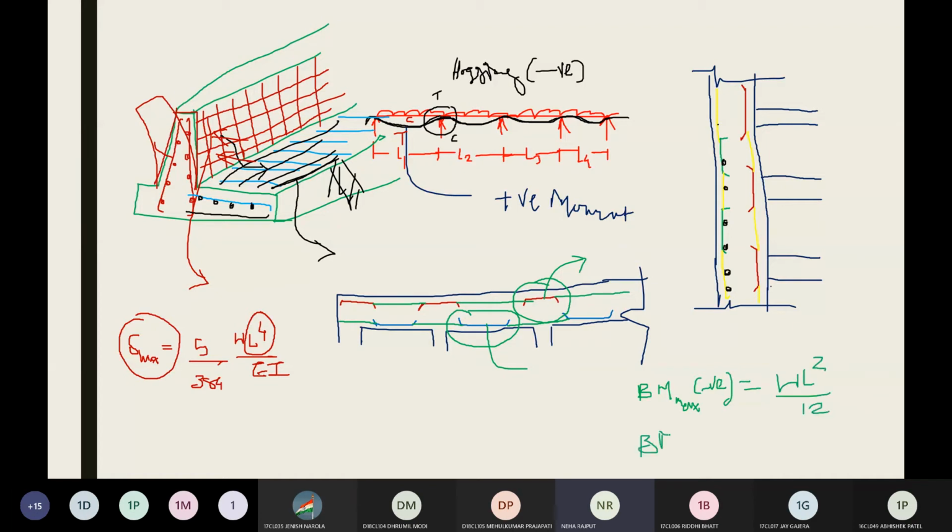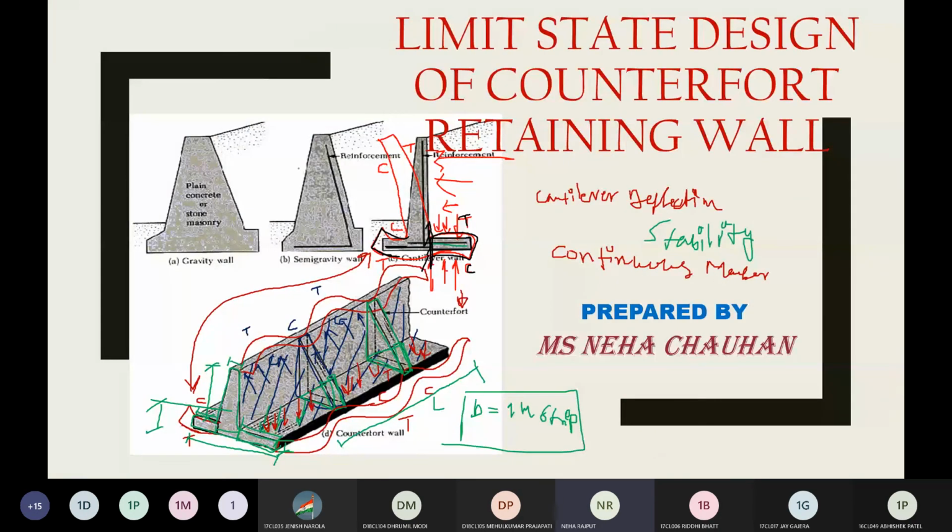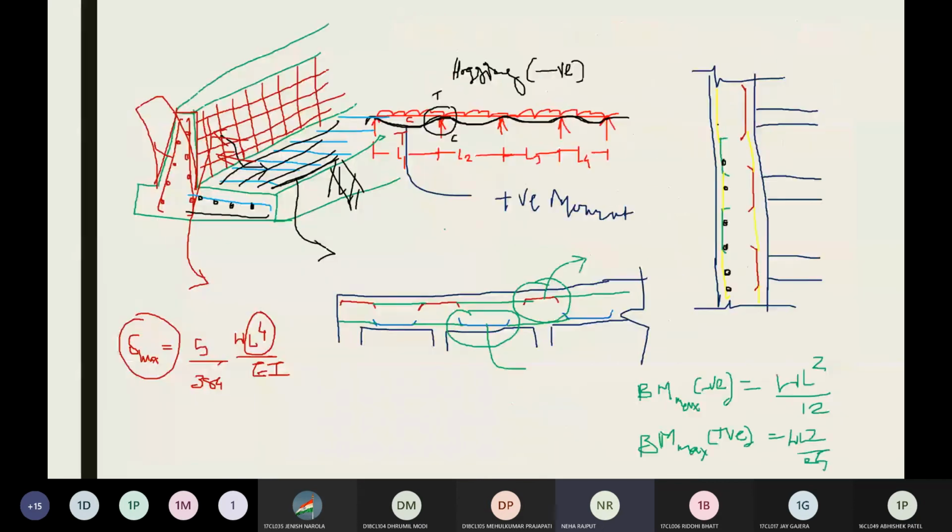Right, and the maximum positive bending moment is WL square by 24. So this one is the fifth difference between cantilever retaining wall and counterfort. In cantilever, what you found was from the pressure, and through pressure you find the moment at this point for stem, moment at this point for heel, and moment at this point for toe.